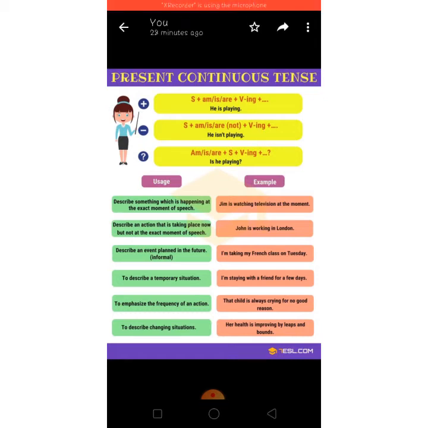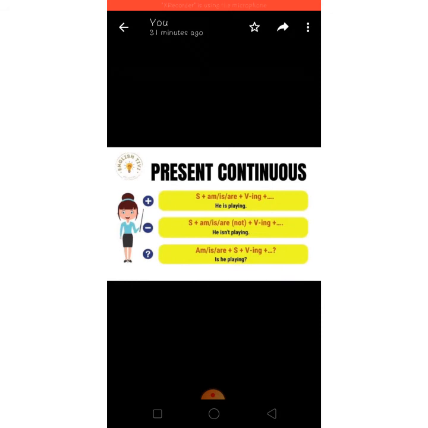Okay, and the last one, to describe changing situation. Okay, keadaan semasa ke semasa. So, her health is improving by leaps and bounds. Okay, so rules dia macam mana kita nak guna present continuous tense?